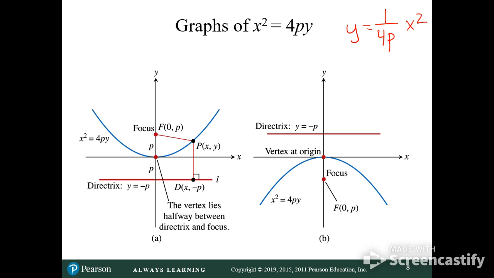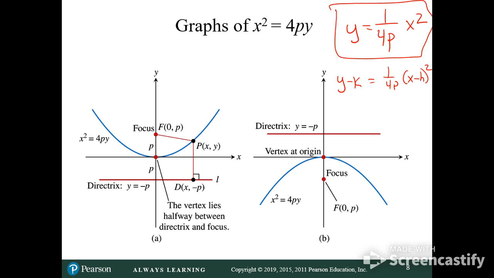Now, if p is positive, the parabola is going up. The focus is above the vertex. If p is negative, it's going down and the focus is below the vertex. So this equation right here is important. What we're going to refine that equation into is y minus k equals 1 over 4p times x minus h squared.